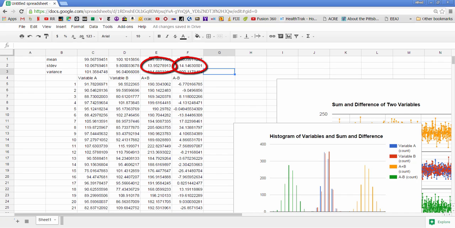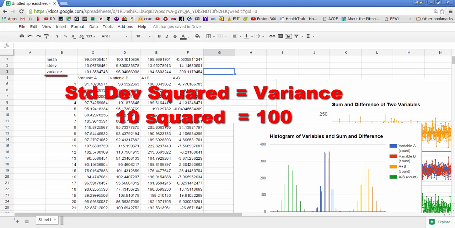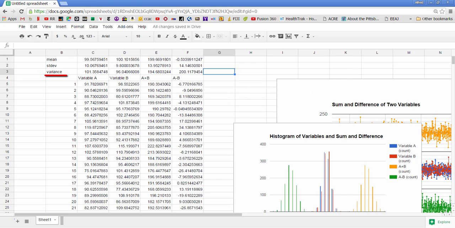So let's look at variance. For the variables A and B, the variance comes close to 100, which is what we would get if we calculate the square of the standard deviation, which is 10. 10 squared is 100, so that makes sense. But for the sum and for the difference, look at that. It seems like in both cases the variance is awfully close to 200. Is that just a coincidence?